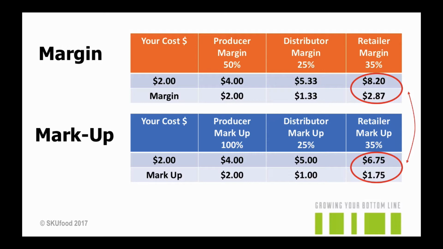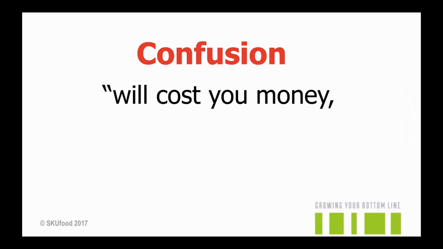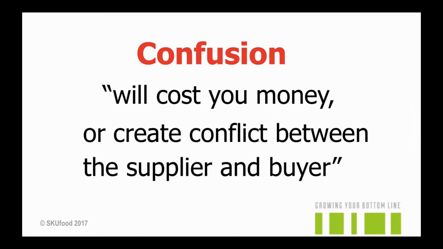The retailer wants a markup of 35%, so that's $1.75, which is 35% of $5, which means the retail price is $6.75. And you can see that there's quite a difference here between the two. So margin comes up with a totally different price than if you were using markup. So this is where a lot of the confusion stems from, and it's important to get these clear. Confusion, as I said, will cost you money, or it will create conflict between the supplier and the buyer, which is never good.